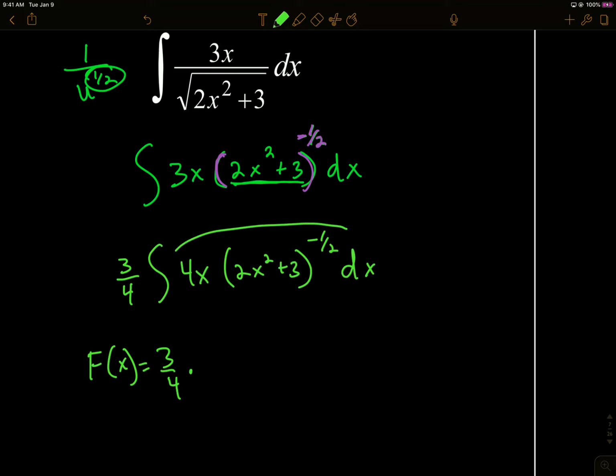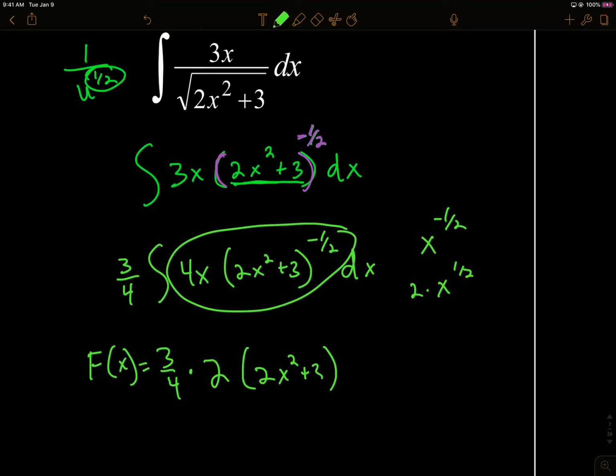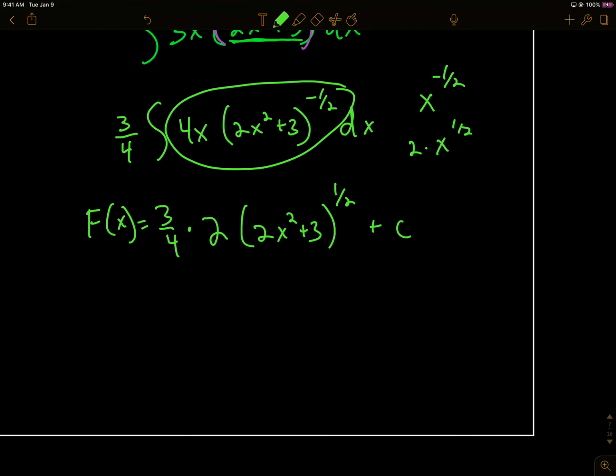And now this integral is a reverse chain rule. So we want to really integrate x to the negative 1/2 because that's our outer function. So if I add 1 to it, I get x to the 1/2 times the reciprocal, which is 2. So it's going to be times 2. But instead of writing x, I have to include my inner function because it was a chain rule. Actually, I don't need the plus c yet because we're going to simplify a little bit.